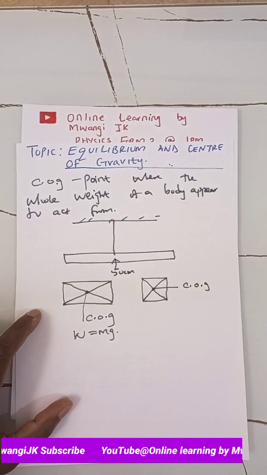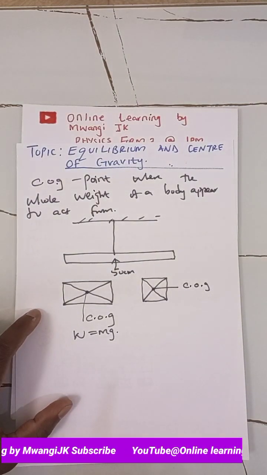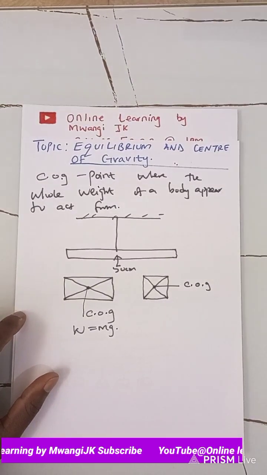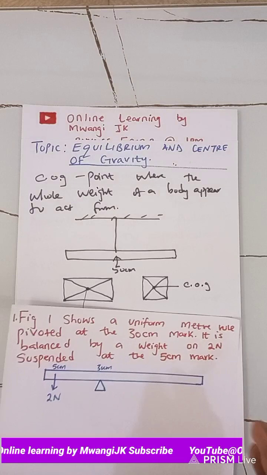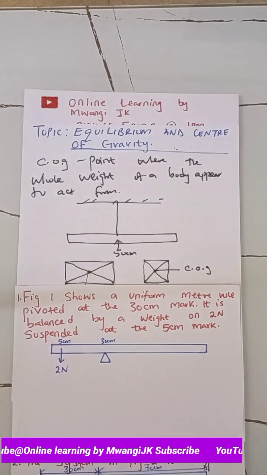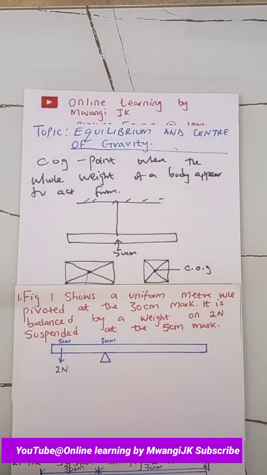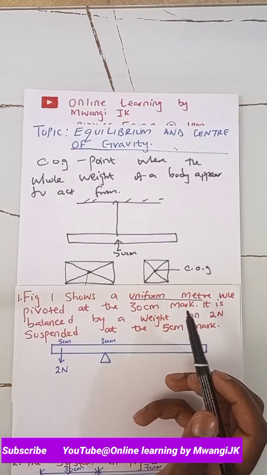Now, combining the COG and what we learned earlier about the turning effect of a force, it means any piece of wood or a meter rule has weight. And that takes us to a question we'll be able to look at and solve that involves the weight of the meter rule. So in this question, Figure 1 shows a uniform meter rule pivoted at the 30 centimeter mark. It is balanced by a weight of 2 Newton suspended at the 5 centimeter mark. So one thing we've been told, it is a meter rule, so its length is 100 centimeters.